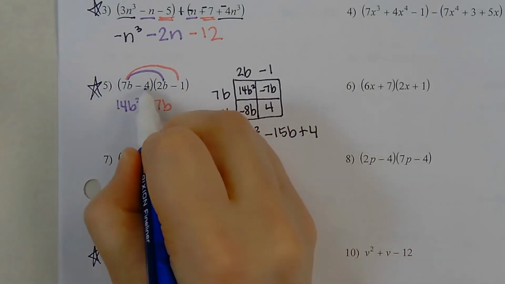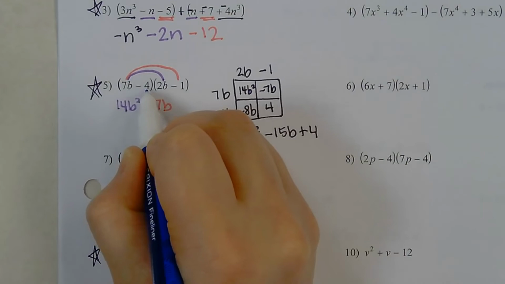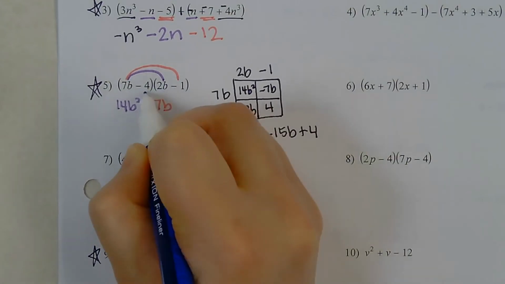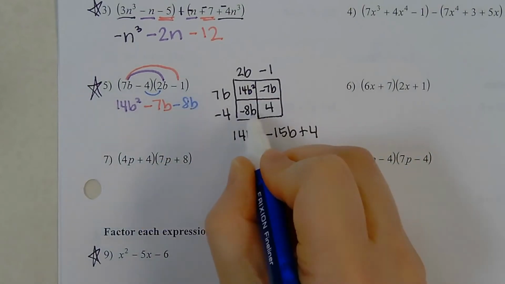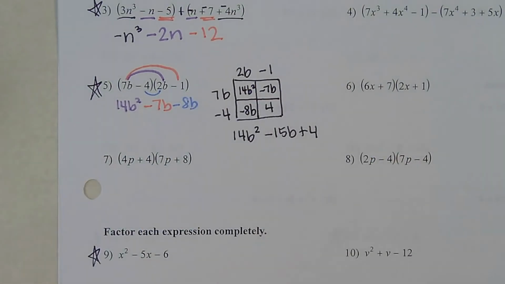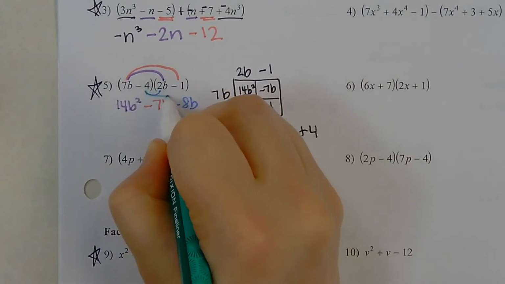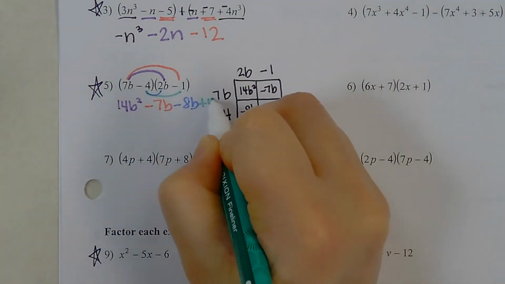And then this negative 4, now we're going to distribute the negative 4 with both of these two terms. So it's going to be negative 4 times 2b, which is going to be negative 8b. See, negative 8b right here. And then we're going to have the last one. So negative 4 times negative 1, which is going to be positive 4.